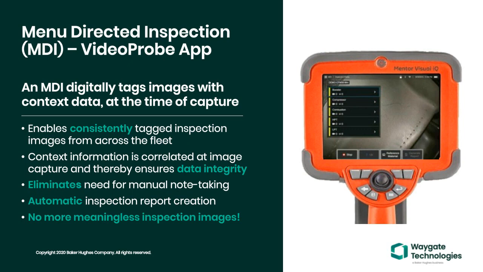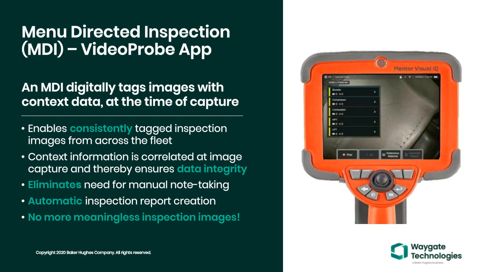The context information is correlated at the point of image capture, thereby ensuring data integrity, so you know exactly what asset a given image was taken from and what location in the asset that particular image was located in. It eliminates the need for manual note-taking. That means you don't have to correlate a little notepad on the side that gives a time and date stamp to a location associated with an image.